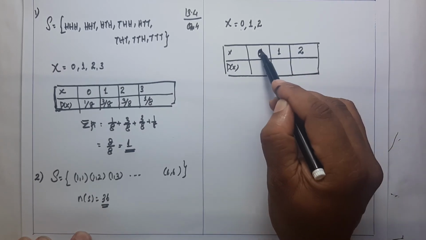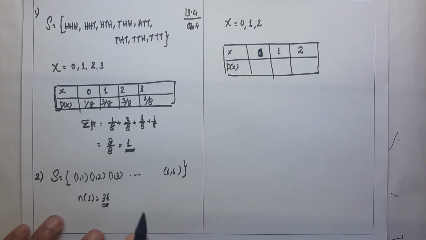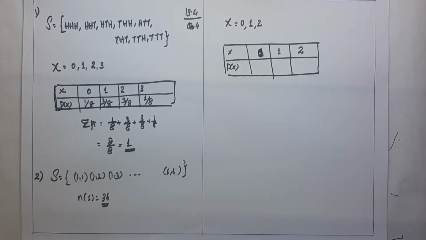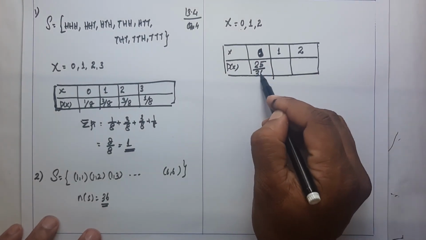0 means no 6: the collection of pairs that contain no 6. 1 1, 1 2, 1 3, 1 4, 1 5, 2 1, 2 2, 2 3, 2 4, 2 5, 3 1, 3 2, 3 3, 3 4, 3 5, 4 1, 4 2, 4 3, 4 4, 4 5, 5 1, 5 2, 5 3, 5 4, 5 5. That's all. The total number of elements we get is 25, that is 25 divided by the total 36.